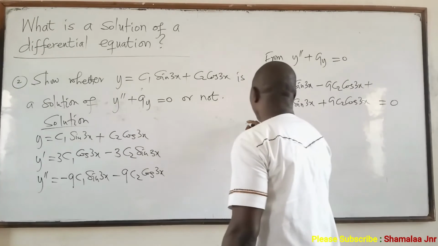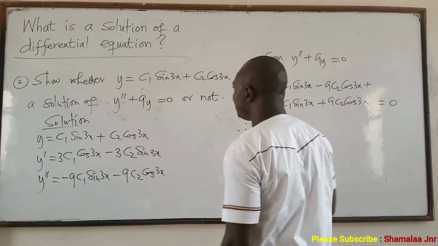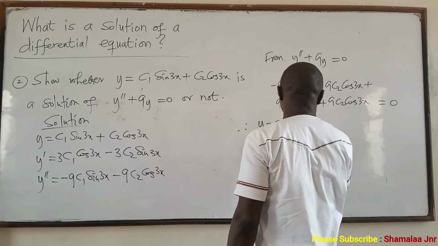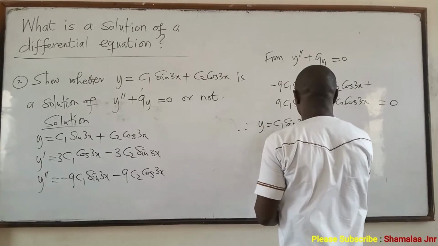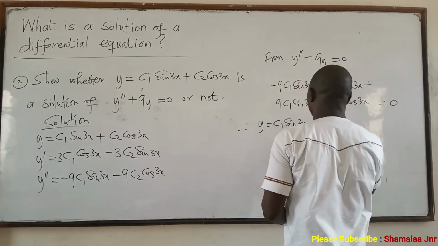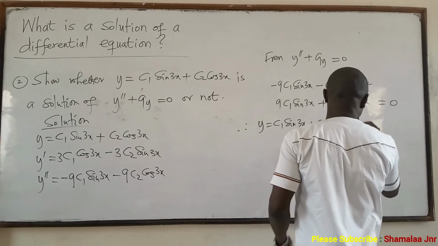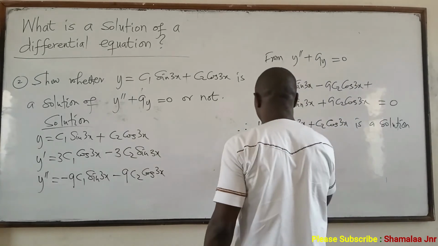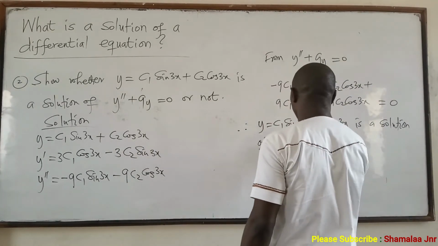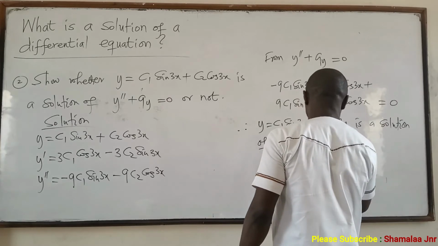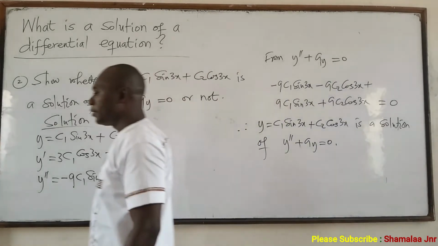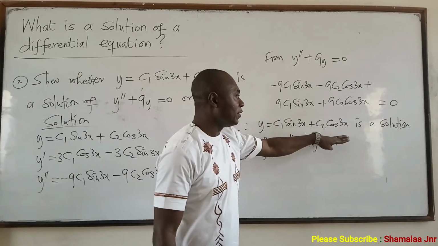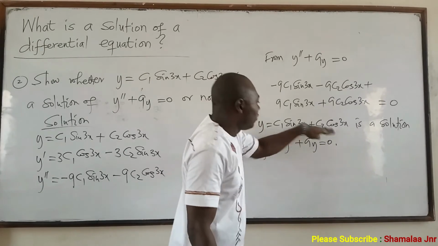Are you seeing it? So therefore, we can confidently say that y equal to C1 sine 3x plus C2 cos 3x is a solution of the differential equation y prime prime plus 9y equal to 0. Yes, you can say that. This is a solution. Which means that when you solve this one, you are going to get this. Are you seeing it?